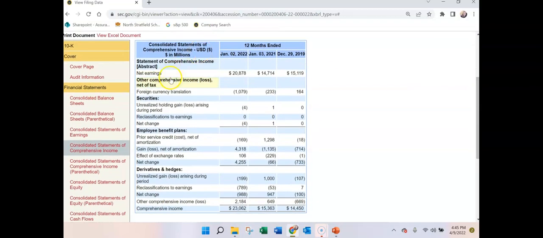And then I see the adjustments, the items that are part of other comprehensive income. I see a foreign currency translation loss of $1,079,000,000. And I see unrealized holding gains and losses on securities, presumably available for sale debt securities. I see items related to pension costs. Here they call those pension plans employee benefit plans. And I see unrealized gains and losses on derivatives and hedges.